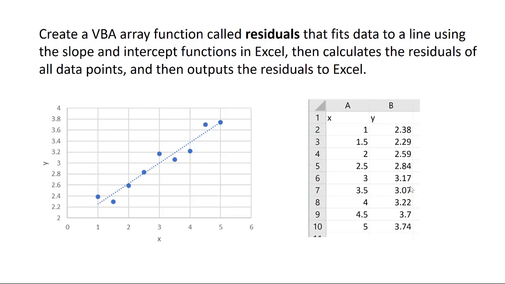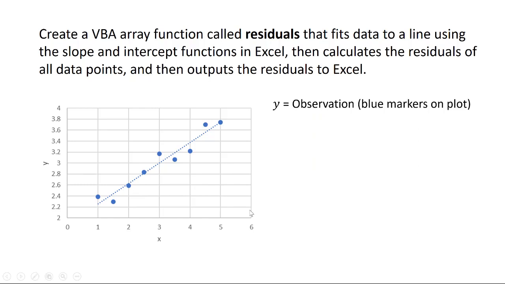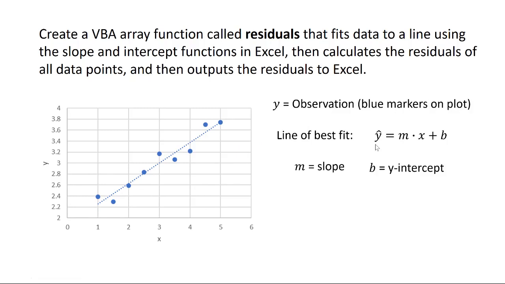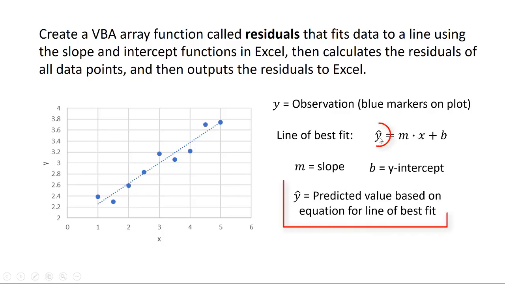Then our array function is going to calculate something known as the residuals of all the data points. And then it's going to output those residuals, the residual vector, back to Excel. Y is the observation. That's the Y value of the observation. So those are the blue markings. We have the line of best fit, which is the blue dotted line here. The slope is M, B is the y-intercept, and y hat here in y hat equals mx plus b is the predicted value based on the equation for the line of best fit.